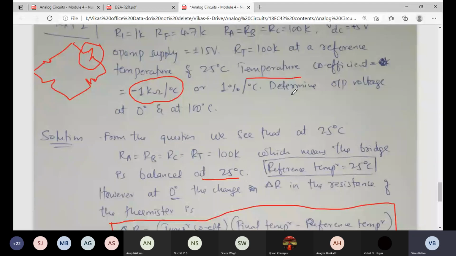Now what is he asking? He is asking us to calculate the output: how much change in the voltage happens when the temperature goes from 25 degree centigrade to 0 degree, and how much change in the voltage happens when it goes from 25 degree centigrade to 100 degree centigrade. So I need to know delta R for the change from 25 to 0 degree centigrade, and use that delta R to calculate the output voltage. Similarly, I calculate delta R for the change from 25 to 100 degree, and from that delta R I can calculate the output voltage. So like I told, delta R.